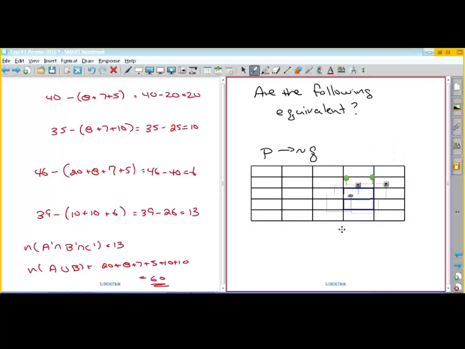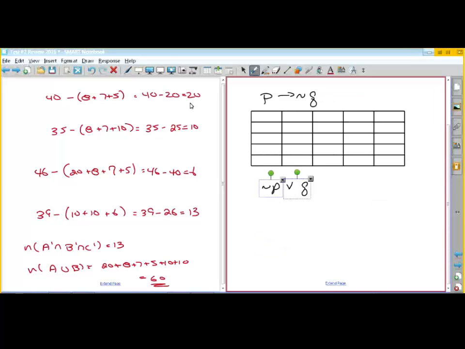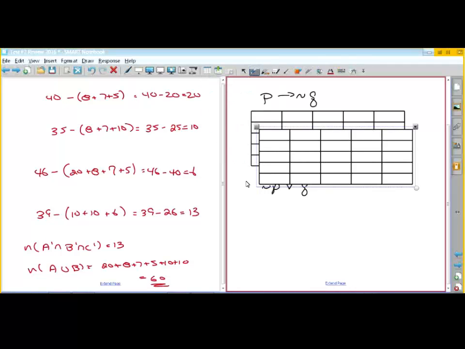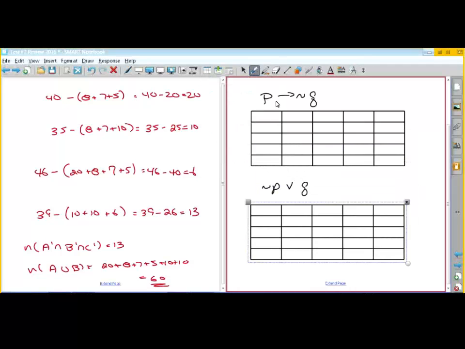So what I'm going to do is I'm going to move this down here so I can put another table below. So let me add another 5 by 5 table. Why is it 5 by 5? Because I have two statements, P and Q. So you take 2 to the second power, that's 4, plus 1 is 5. So that gives you the number of rows.